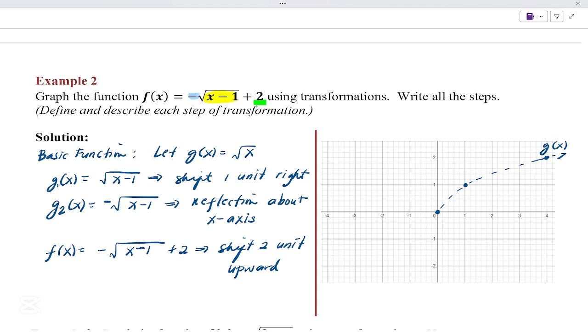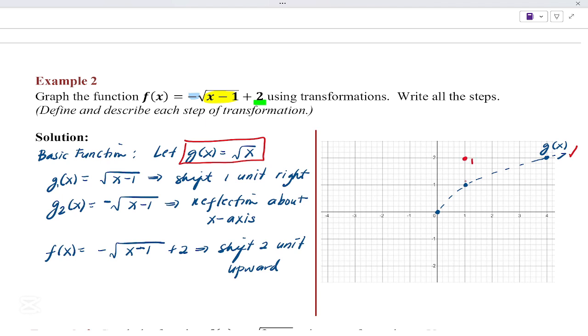So from this parent function and this graph of g here, we will now do the transformations in this order. First is shifting 1 unit to the right, then the reflection about the x-axis, and then shifting 2 units upward. On this first point, we shift 1 unit to the right, then reflecting about the x-axis will stay on the same point, and then shifting 2 units upward. That will be the first point.